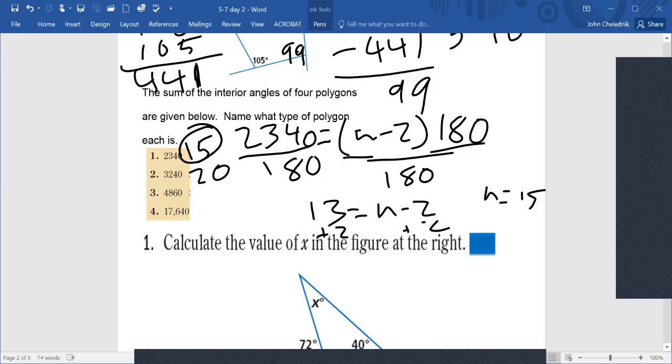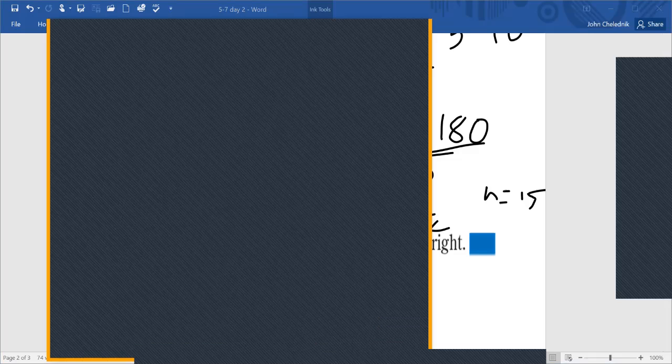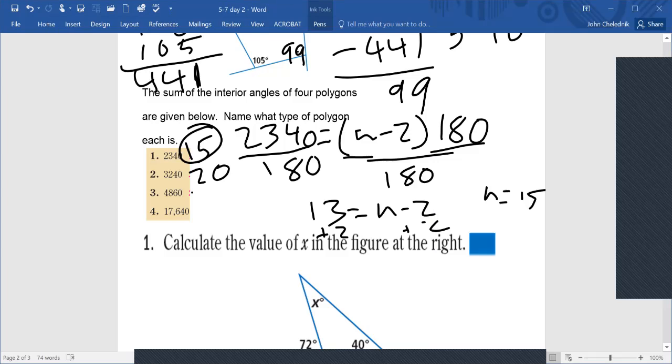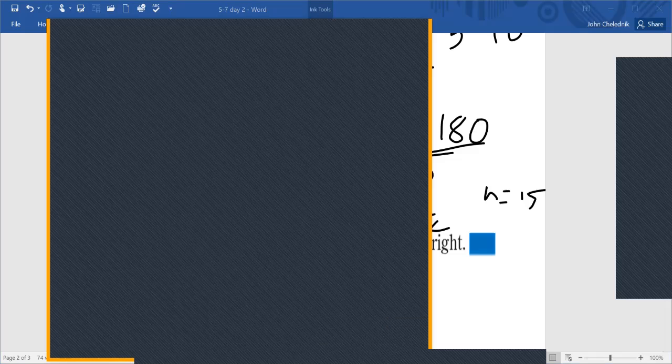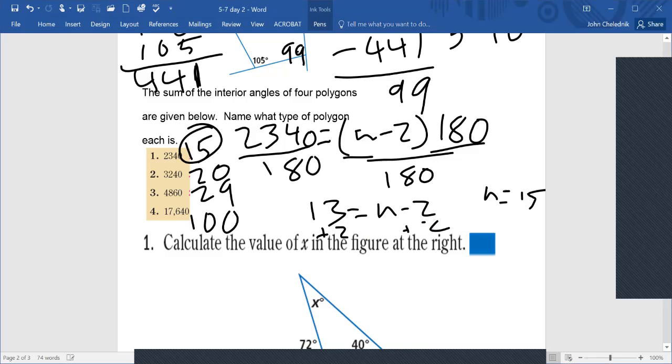Let's do the next one. 4860. Divide by 180, 27. Add 2, answer's 29. 17,640. Let's see. 17,640 divided by 180, and you get 98. Add 2, that is 100. Okay? Very good.